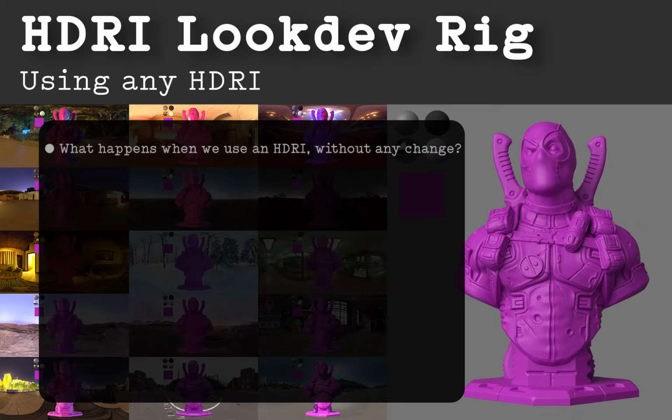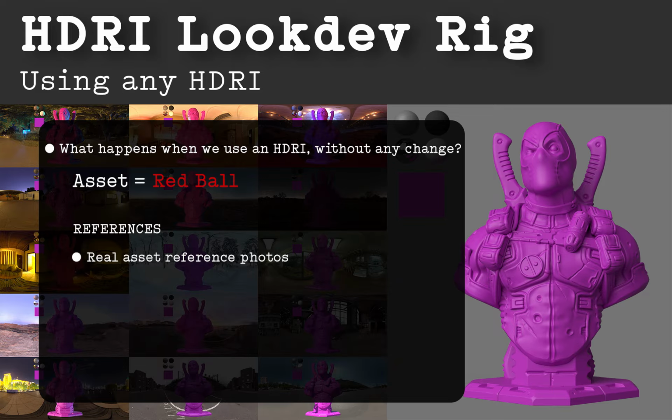So, what happens when we use an HDRI without changing anything for look development? Well, let's say you have an object that you want to create in 3D, for example, a red ball. Either you will have an actual ball as a reference or you will have to create one from your imagination. Either way, we're going to need reference images. The common ways to get references are to photograph the actual object if we have one, or to get some references from the internet.